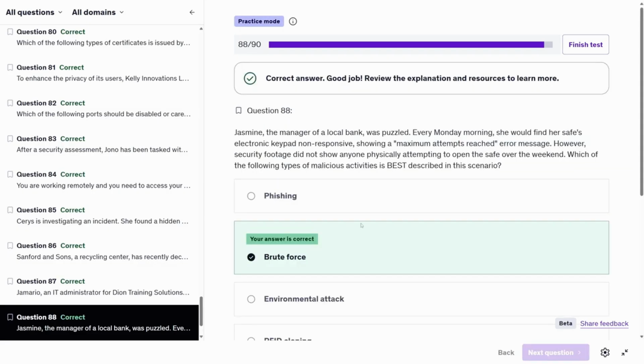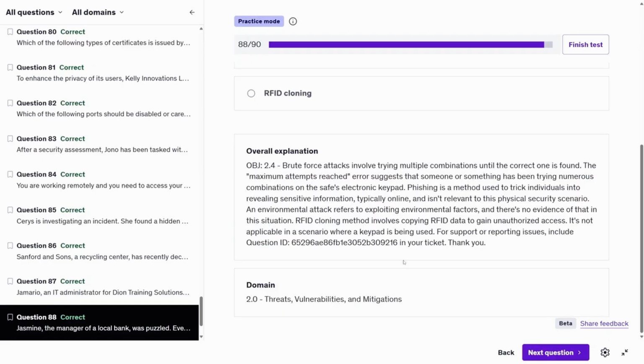The correct answer is brute force. Brute force attacks involve trying multiple combinations until the correct one is found. The maximum attempts reached error suggests that someone or something has been trying numerous combinations on the safe's electronic keypad. Phishing is a method known to trick individuals into revealing sensitive information. An environmental attack refers to exploiting environmental factors, and there's no evidence of that here. And RFID cloning, as we learned earlier, involves copying the data from RFID to gain unauthorized access.